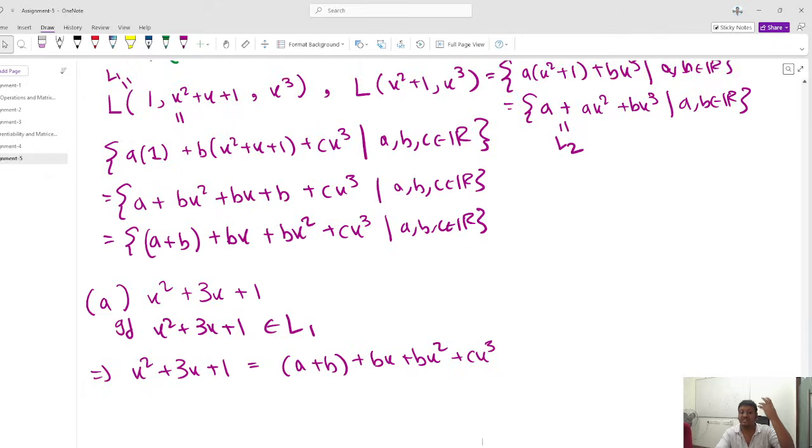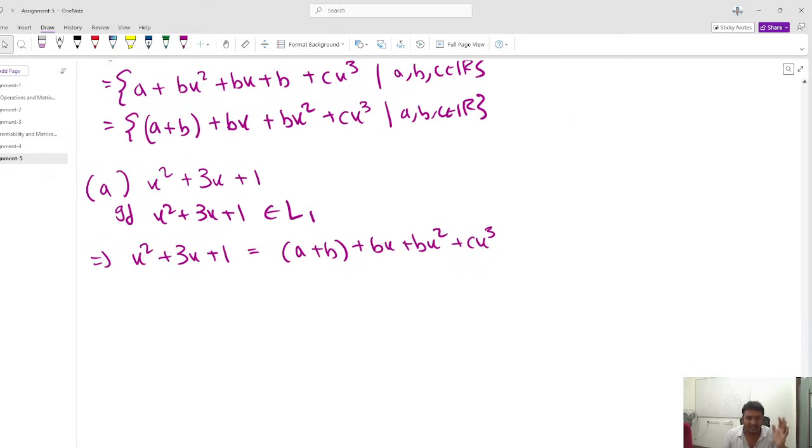So you should have such a, b, and c. It corresponds to finding solutions of equations. Compare the coefficients. You know two polynomials are equal if their coefficients are the same. So a + b is 1. What is the next equation? b equals 3. What is the next equation? b equals 1. Oh my god. Is this really possible? b is 3 and also b is 1. Not possible, right?